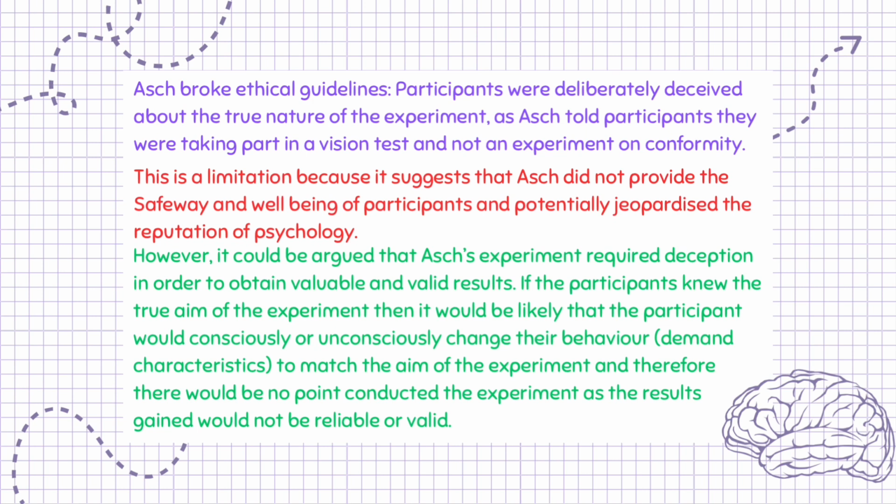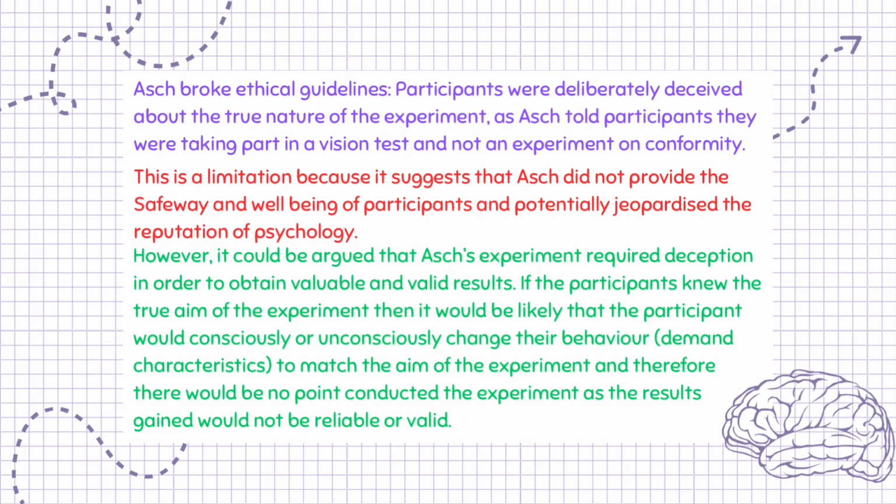Asch broke ethical guidelines. Participants were deliberately deceived about the true nature of the experiment, as Asch told participants they were taking part in a vision test and not an experiment on conformity. This is a limitation because it suggests that Asch did not protect the safety and well-being of participants and potentially jeopardized the reputation of psychology.